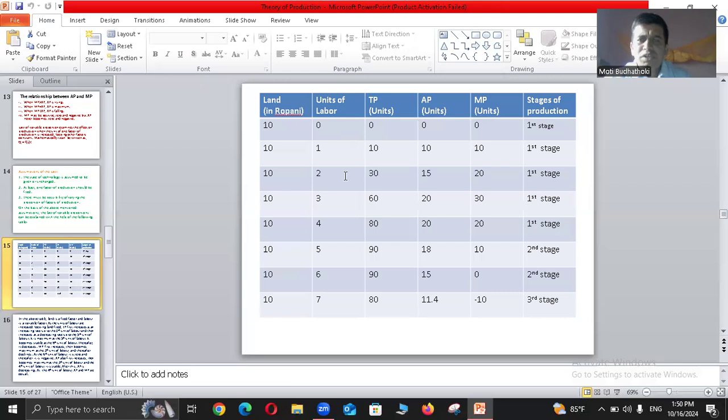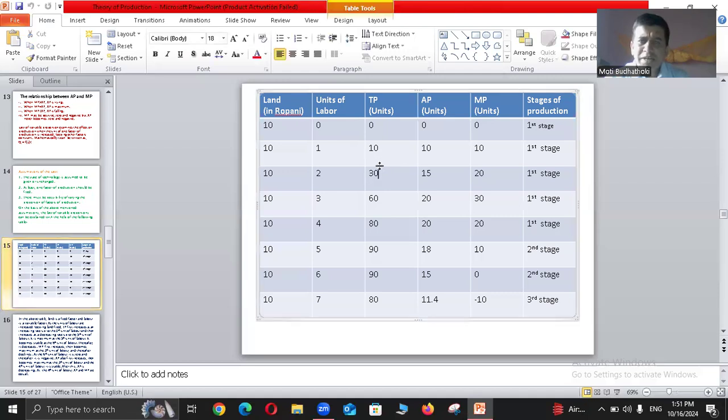And if we use 2 units of labor, the total product becomes 30, and the AP is 30 divided by 2, that means 15. And in the case of MP, MP means the difference between previous TP and new TP. That means 30 minus 20. 30 minus 20 means here is 10. This is our MP. And here, the last column notes the stage of production.